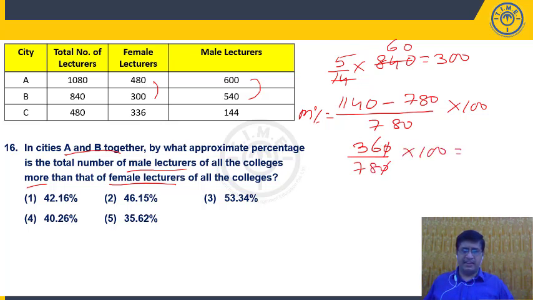Now we can cancel 0 with 0. Now approximately is asked, so 36 into 2 is equal to 72. So the value is more than 2 times, so the answer is less than 50. Less than 50 means approximately, what is the approximate value here? Approximately it is 46%, the nearest value to 50%. It is 46.15. The right choice is option 2. We need to consider only A and B, not the total here. Okay. Now look at the next example.